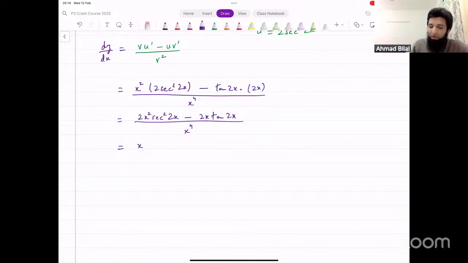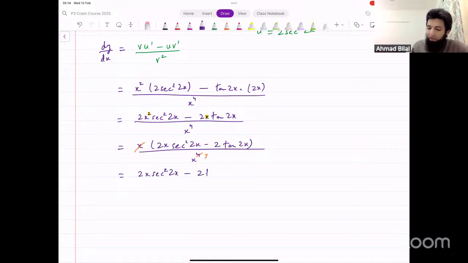If you take x common from the numerator, you can write this as 2x into secant squared of 2x minus 2 tan of 2x. So I'm taking this x and this x common. One power of the first x and the second x. And now we can cancel this out with one power of the denominator if we want. And that gives us 2x secant squared 2x minus 2 tan of 2x divided by x cube. That's the derivative that we were looking for.